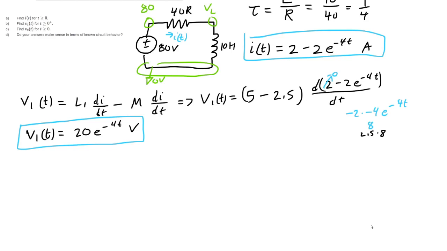We can use that same logic, or we can just do a KVL, 80 minus 20 is 60. So that's going to be our expected answer. We're going to do it the math way to be rigorous.